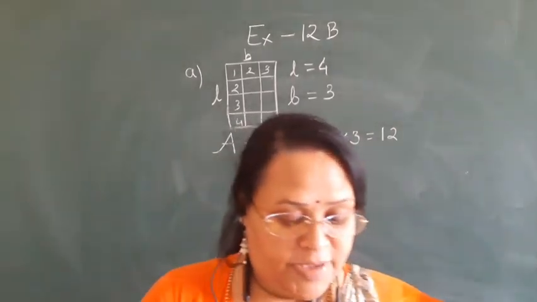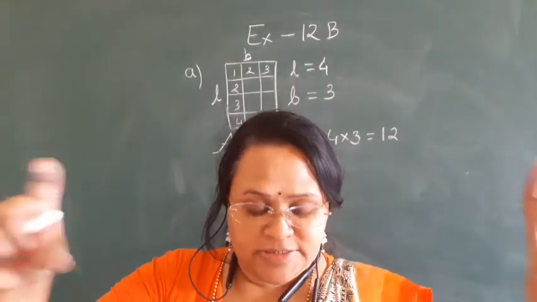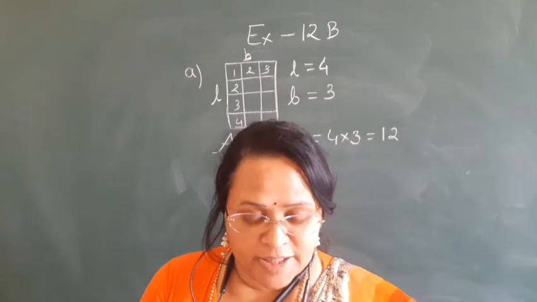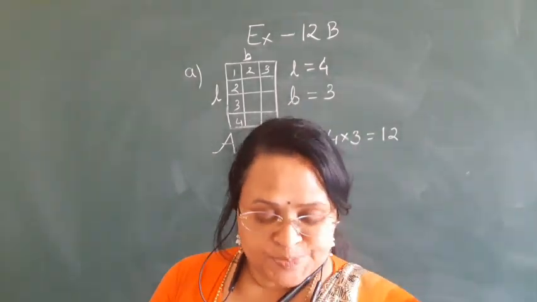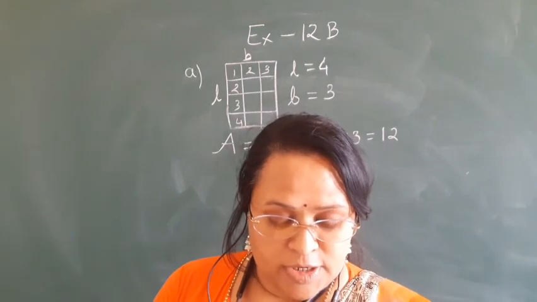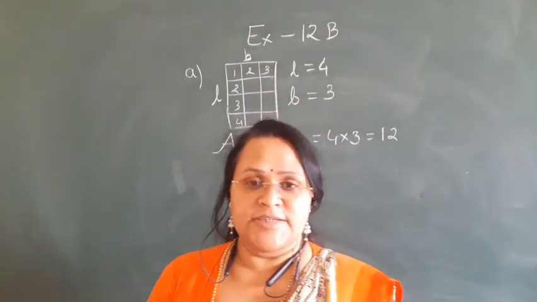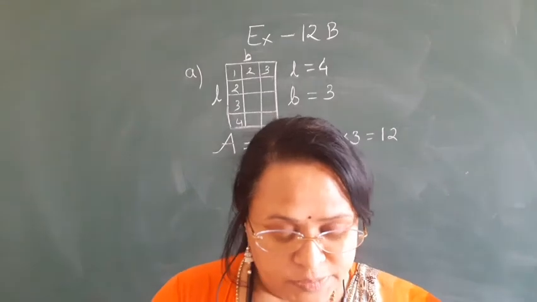Okay. So B is also like that. Length is given. The box is given like this. So the length is given 1, 2, 3, 4, means 4, and breadth is given 1, 2. 4 into 2 is 8. Then C is given. Again it is given 4 into 4. Got it? So B and C you can do yourself.